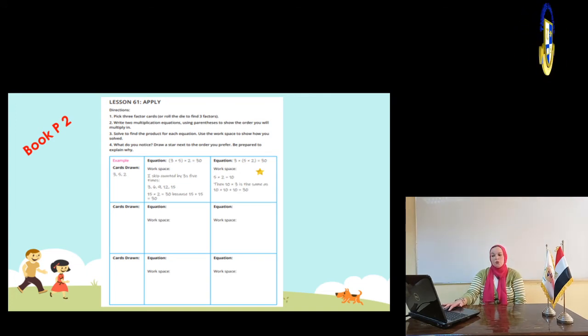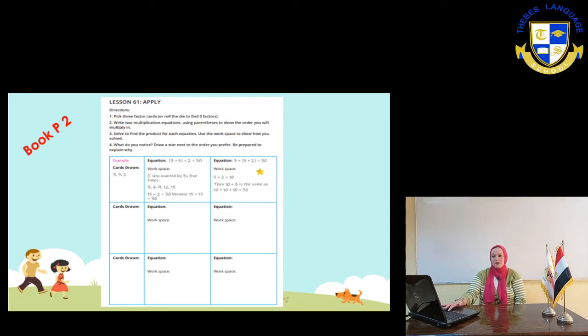It will be 30. Why? Because the 15 is repeated 2 times, 15 plus 15. On the right side, we can make 3 times 5 times 2. 5 times 2 together between brackets will be 10. After that, make 10 times 3, it will be 30. Because the 10 is going to be repeated 3 times, 10 plus 10 plus 10.